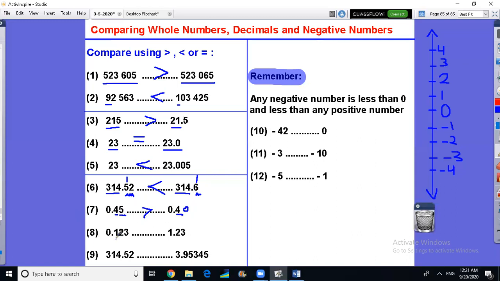Question 8, the whole number here is 0. The whole number here is 1. This is greater. Without even looking at what is after the decimal, just take them in order. Compare the whole numbers first, then start comparing what's after the decimal point, digit by digit.